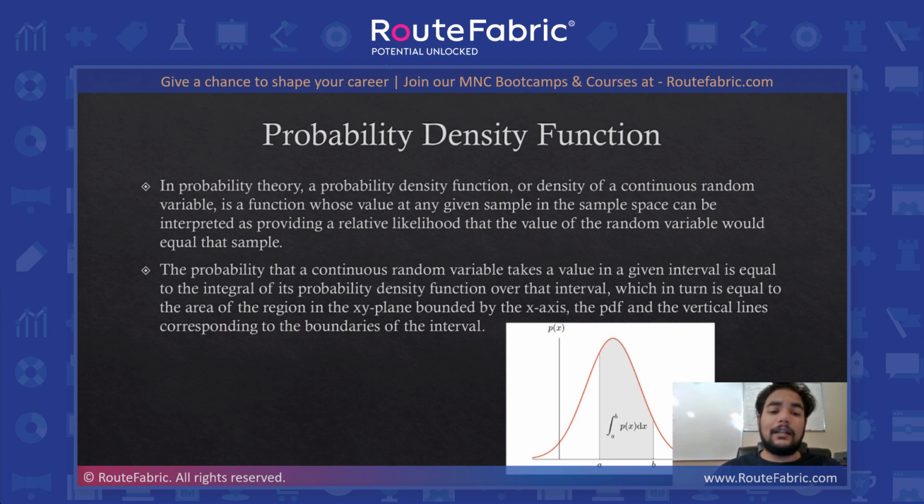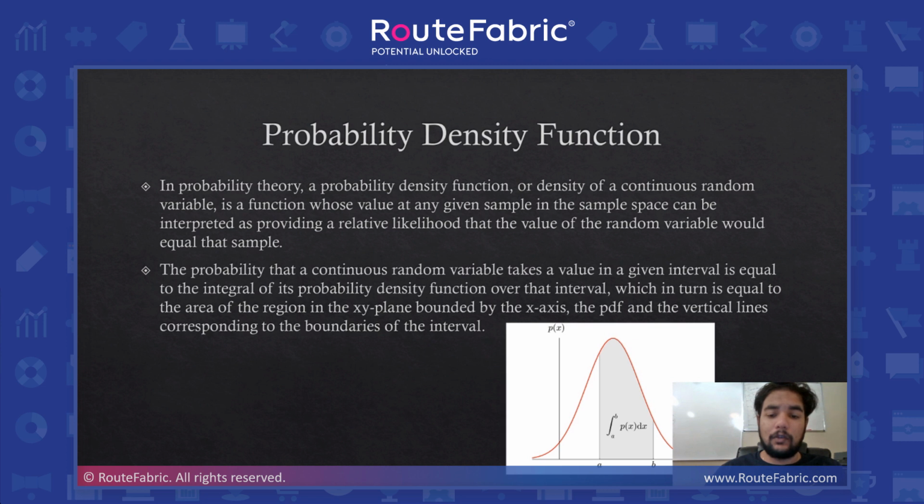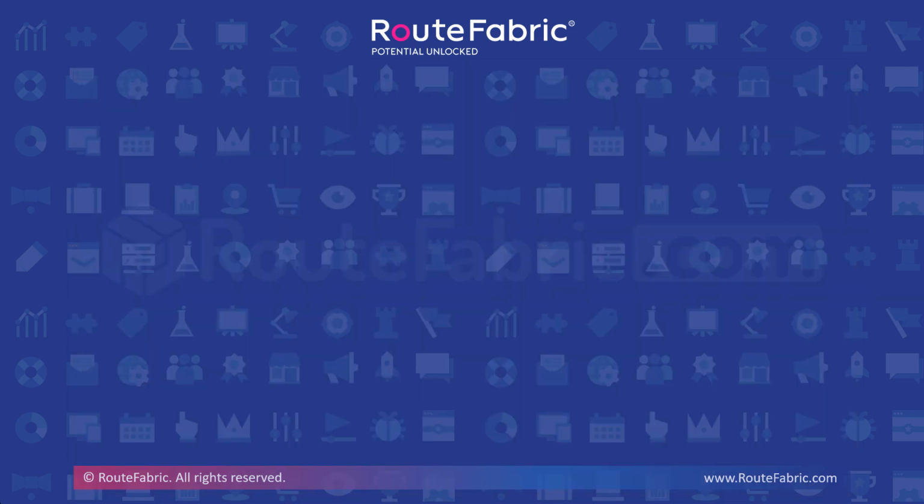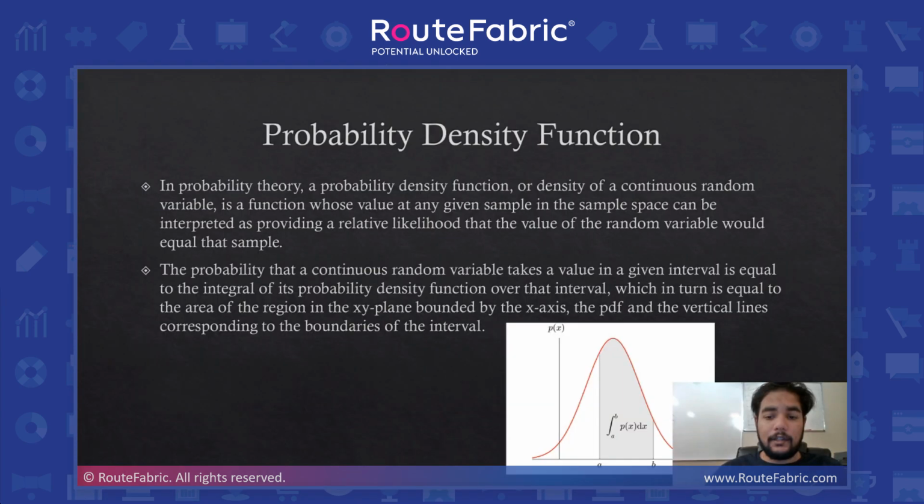The probability that a continuous random variable takes a value in a given interval is equal to the integral of the probability density function over that interval, which in turn is equal to the area under the curve in the region of the xy plane bounded by the x-axis. To find the probability, all we need to do is take the integral under the curve over the interval, which is from a to b. As shown in the image, we will be taking the integral of the density between a and b.